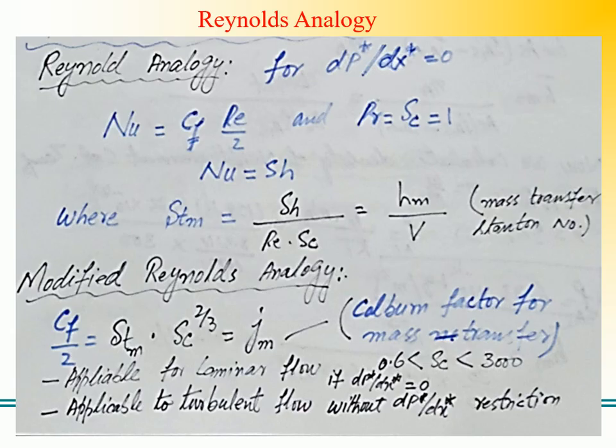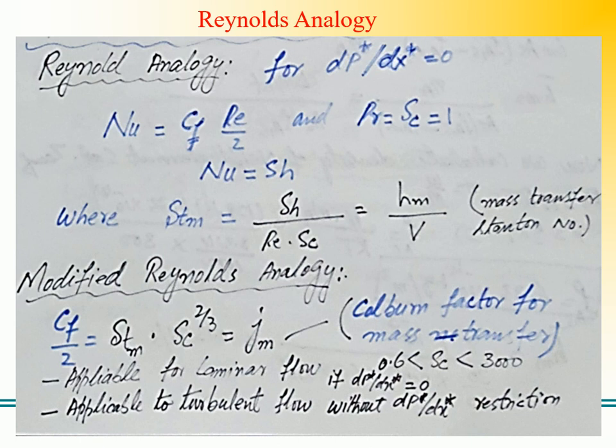If I move to the Reynolds analogy, for which we have already assumed that dp star by dx star is equal to 0, in that case the Nusselt number for heat transfer is Cf Re by 2. This is the coefficient of friction times the Reynolds number divided by 2, and of course in that case the Prandtl number is equal to the Schmidt number, which is equal to 1. Therefore the Nusselt number is equal to the Sherwood number, where we define a new number today, the Stanton number, which is the Sherwood number over the Reynolds number times the Schmidt number.